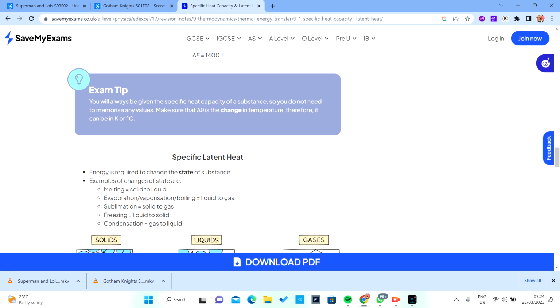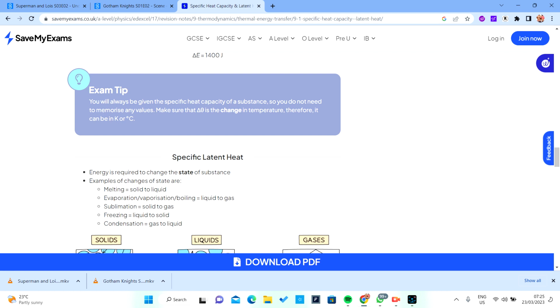Now specific latent heat is the energy required to change the state of a substance. That means that specific latent heat can only occur when there is a change of state. So some of the changes of state that we have are what? Vaporization, evaporation, sublimation, freezing, and condensation. But the ones you will most likely be asked about, the ones more specific to this, are melting and vaporization.